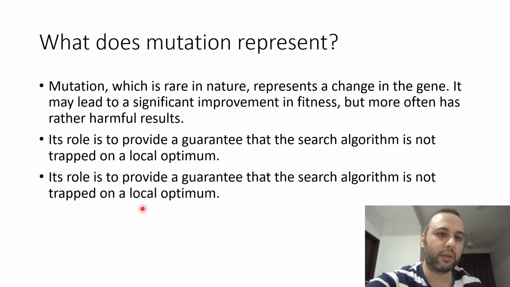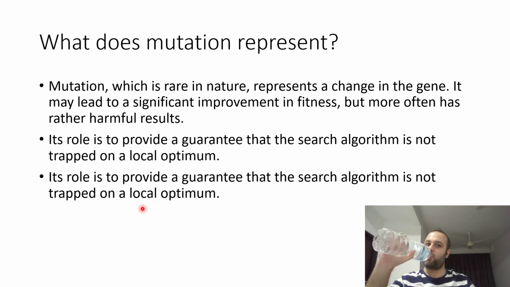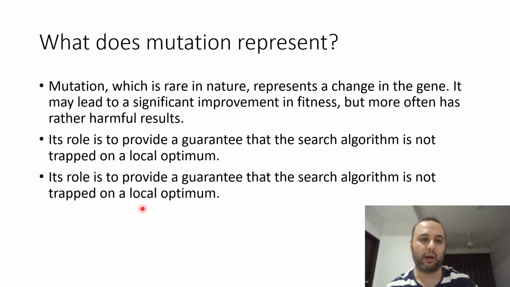Okay. So mutation, an operation of the GA, of course, inspired from nature, which is rare in nature, represents a change in the genes. It may lead to significant improvement in the fitness, but more often has harmful results. Like Down syndrome is a mutation, but we don't know that it's good. It won't be a good or harmful change if the mutation happens, right?